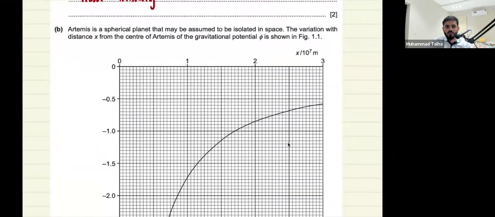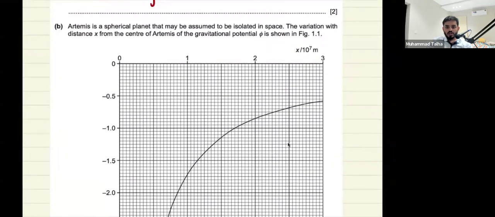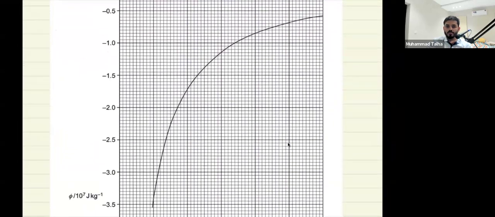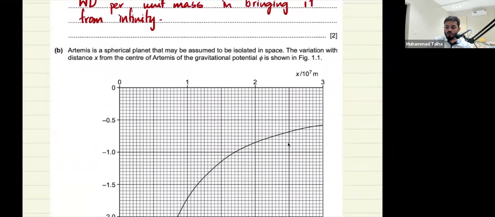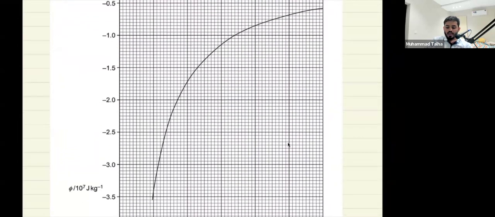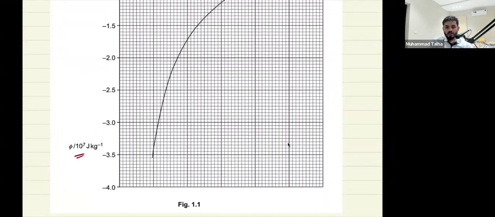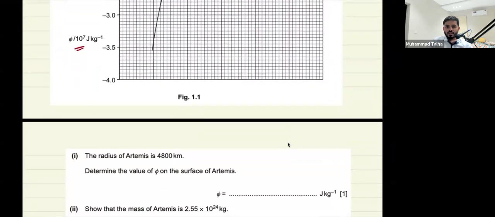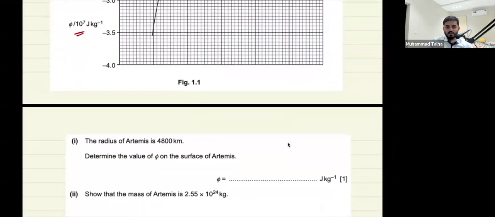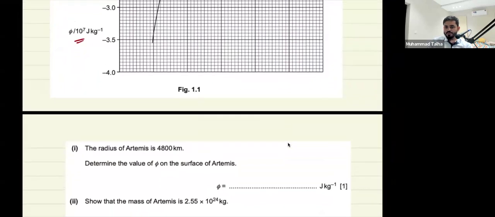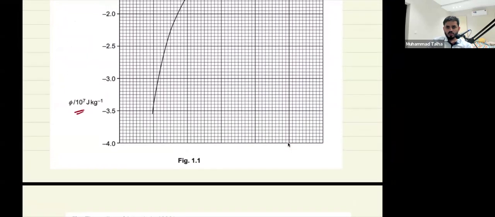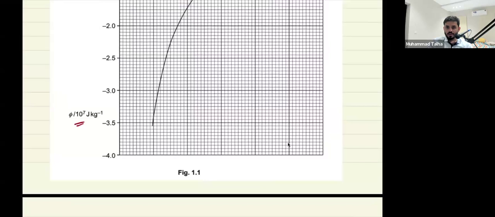So Artemis is a spherical planet that may be assumed to be isolated in space. Variation with distance x from the center of the Artemis of the gravitational potential is shown. So this is the phi versus x graph. Always look at the multiples of 10. So this is x, which is also in 10 to the 7, phi, which is also in 10 to the 7. Radius of Artemis is given, determine the value of phi on the surface. This question, I think, is also on the platform, this entire paper.